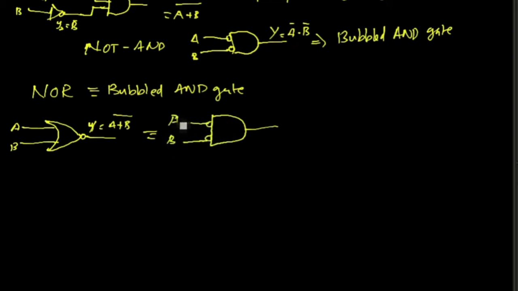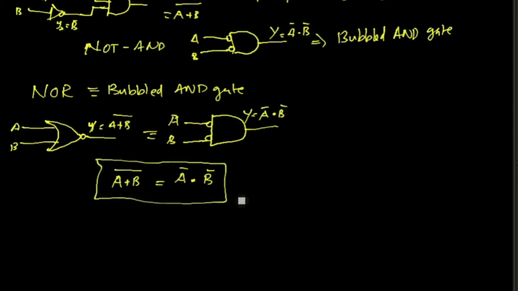So here it is A and here it is B. It is complemented and AND is applied, so the complement AND is the output Y. So we can say that (A or B) all complement is equal to A complement and B complement. This relation is called De Morgan's theorem.